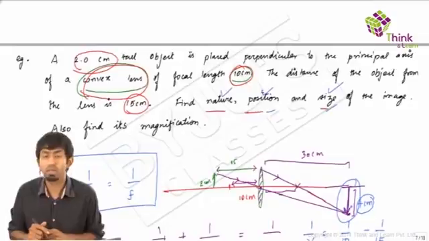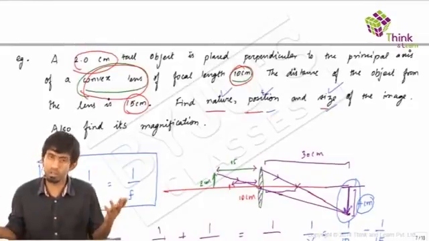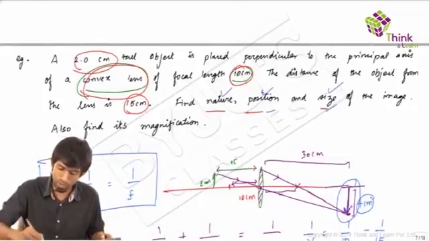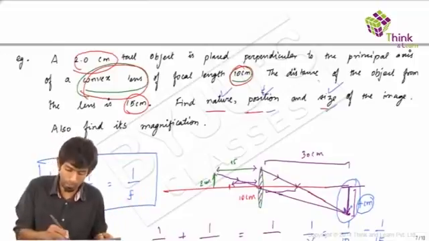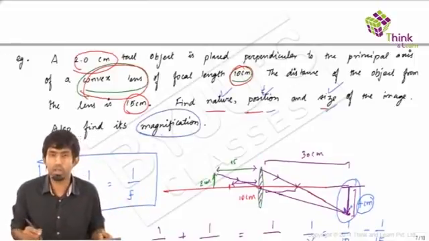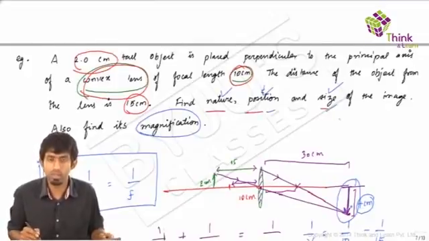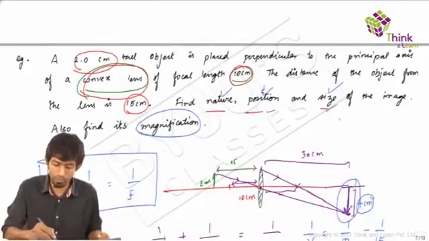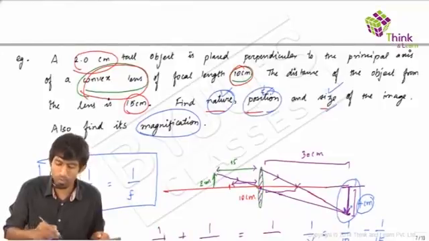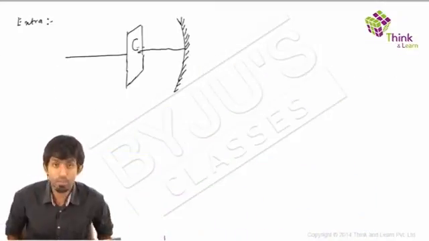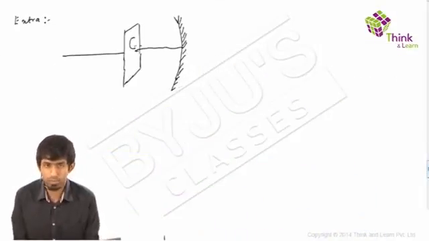A real image, right? In fact, all inverted images are real. So we've done nature, position, and size, which means we've done our job. Magnification is what in fact gave us that. We didn't do it the other way, right? We didn't find the size and then go for magnification. We found the magnification and that gave us information about all of these. Let's begin taking some of the questions from your textbook, right?